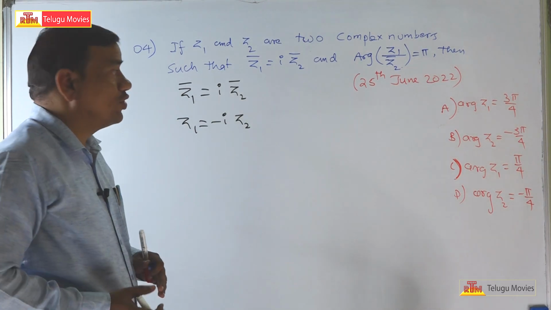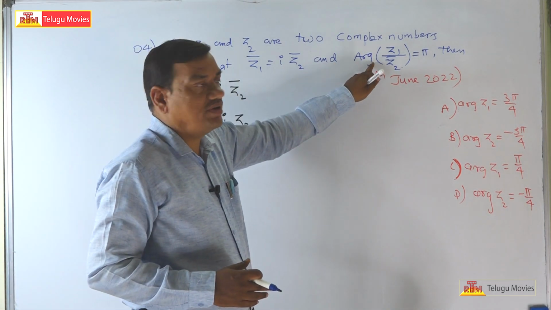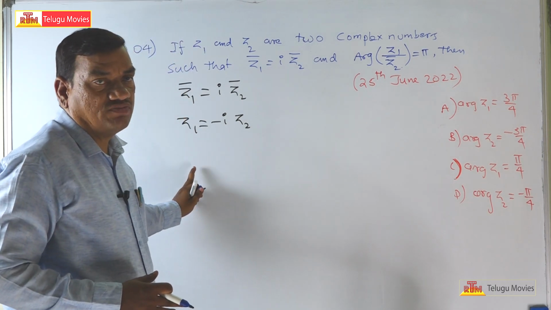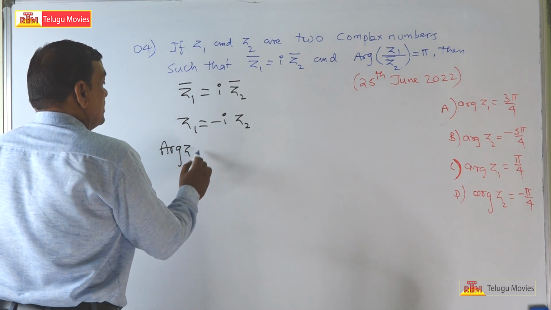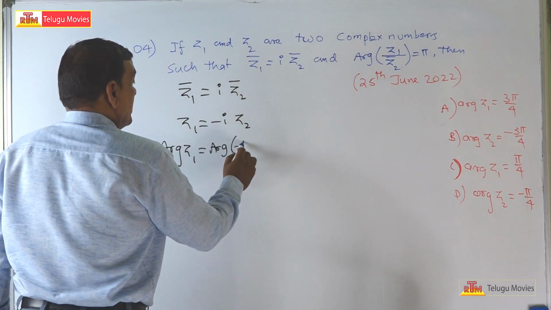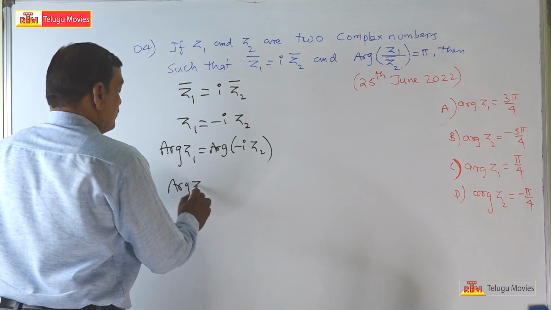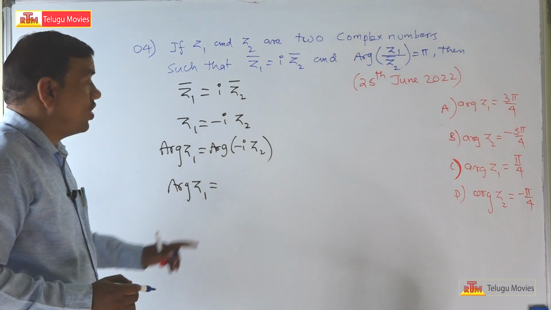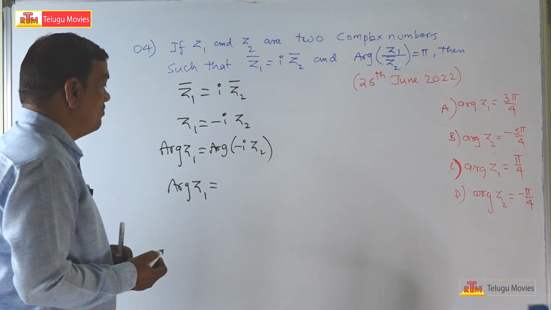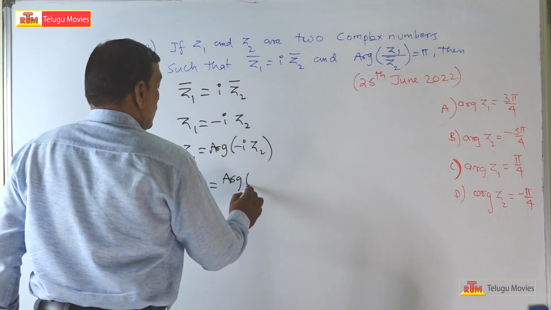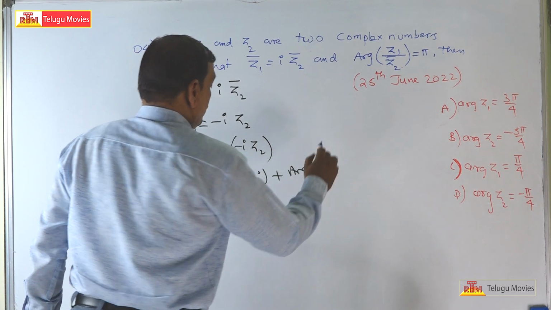Afterwards, take the arguments on both sides. Why? Because we want two equations. You get one equation from here, and you have to get one more equation from the other. So taking arguments on both sides, argument of Z1 is equal to argument of minus i Z2. The argument of a product is the sum of arguments, so this is the argument of minus i plus the argument of Z2.